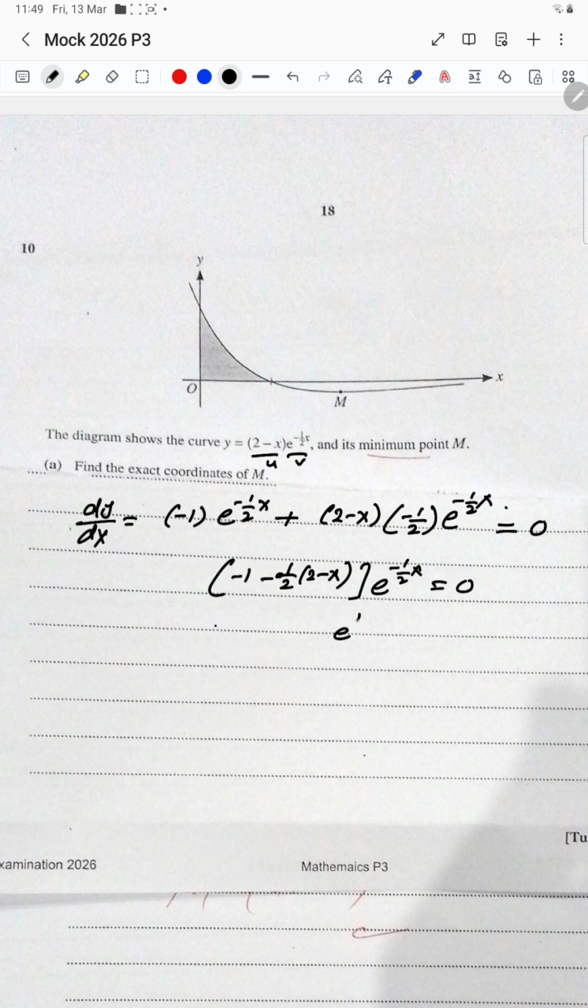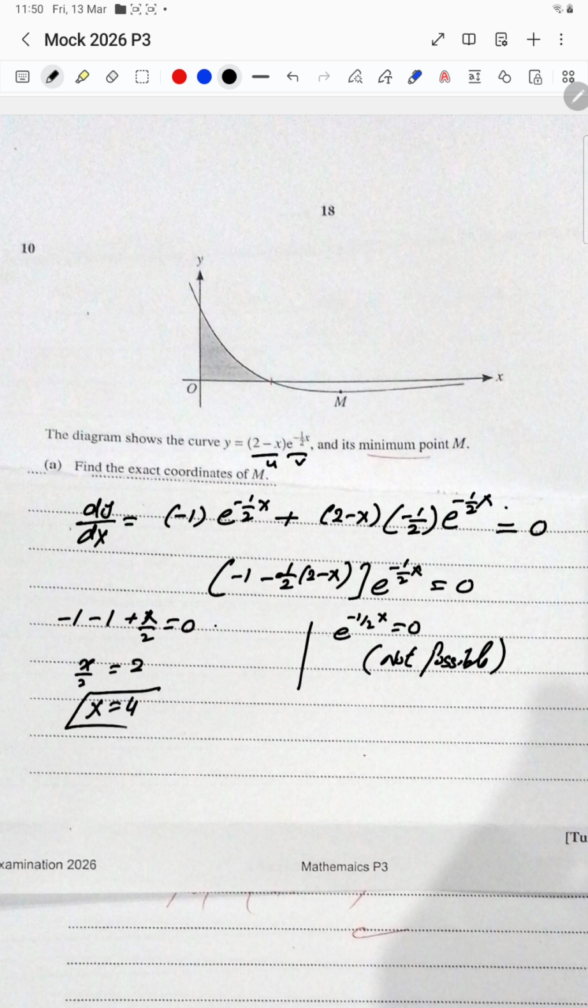So e power minus 1 by 2x equal to 0, that will be ignored. No need for any value here. Log 0 is not possible for us, so not possible. To solve at the moment with the method in your syllabus: minus 1 by 2, it will be minus 1 plus x by 2 equal to 0. X by 2 is equal to 2, x is equal to 4. So I will take this.